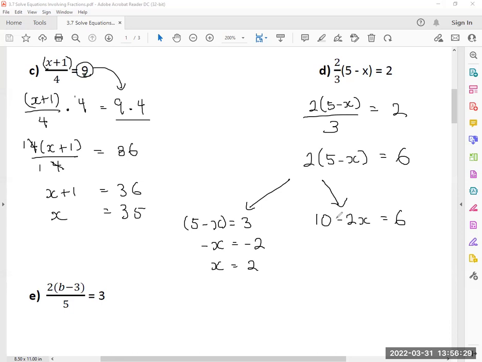I want to get rid of the 10. So subtract 10 from both sides. This becomes -2x equals 6 minus 10, -4. How do I get x all alone? Right now, the x is multiplying with a -2. Divide both sides by -2. My final answer is 2. Same as before.